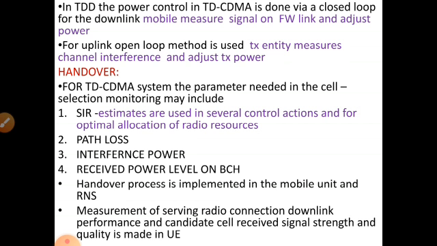And next we are going for the term path loss. Path loss is nothing but the reduction in the power density of the radio waves. So what is the meaning of interference power? It is nothing but the power of other interfering or disturbance signals, which is called interference power.